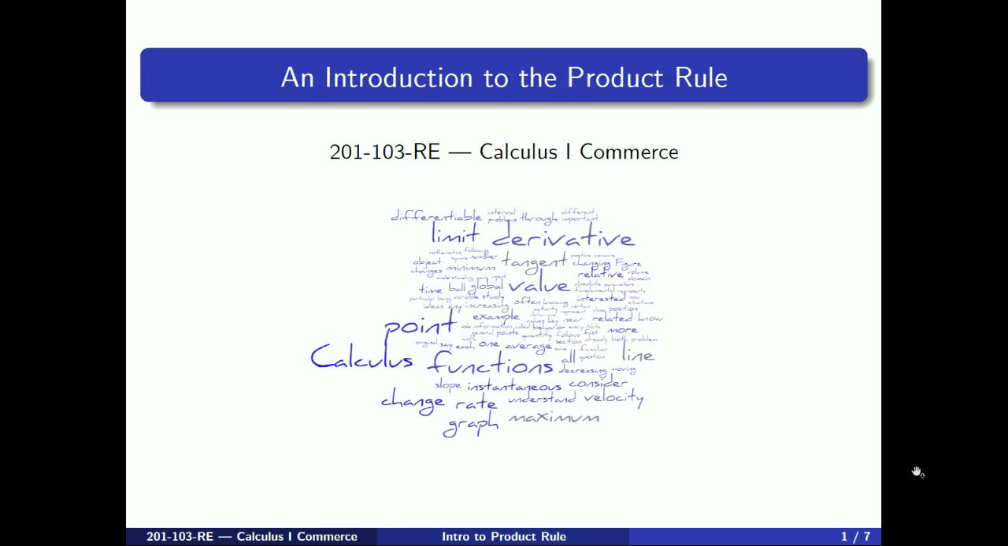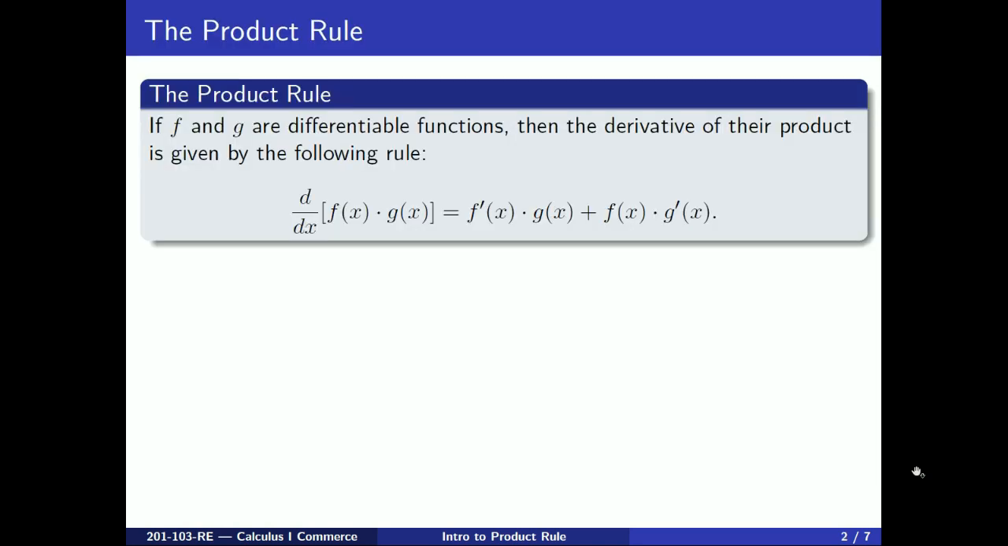Hello! In this presentation, we explain how the product rule for differentiation can be obtained through an example. The product rule says that if f and g are differentiable functions, that is, their derivatives exist, then the derivative of their product, f times g, is equal to the derivative of f times g plus f times the derivative of g. In other words, the derivative of f of x times g of x is f prime of x times g of x plus f of x times g prime of x.